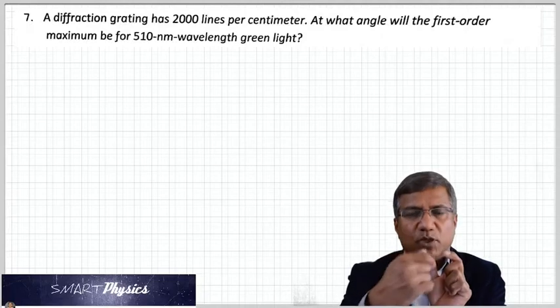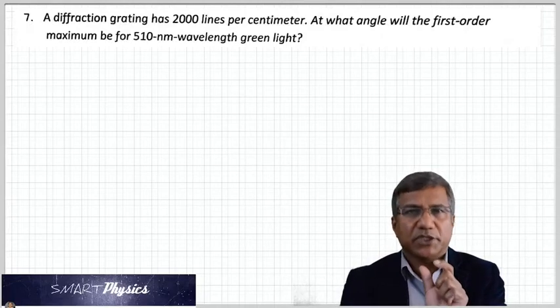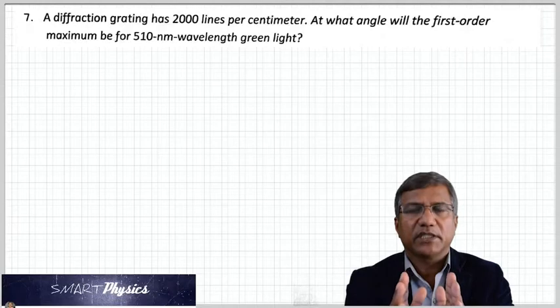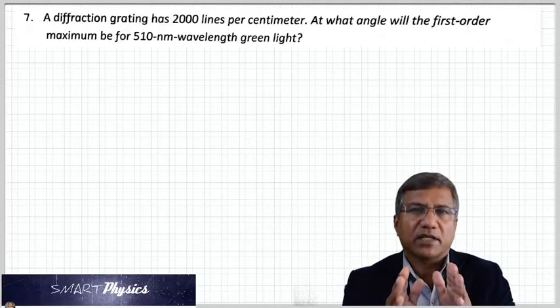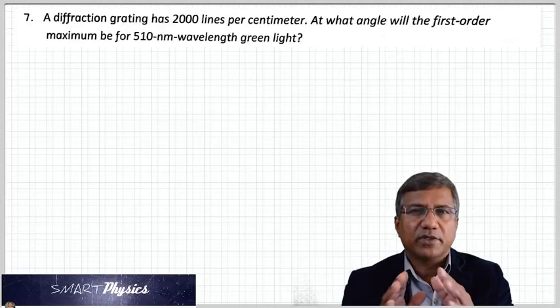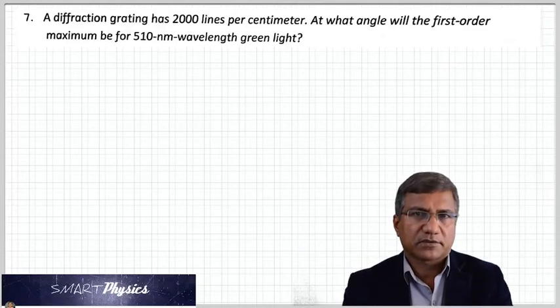5,000 slits in 1 centimeter. That means you make lines so close to each other. And what the diffraction grating does is, when white light passes through it, it breaks the white light into its colors. Because the wavelengths are different, the colors will come on the screen at different points.